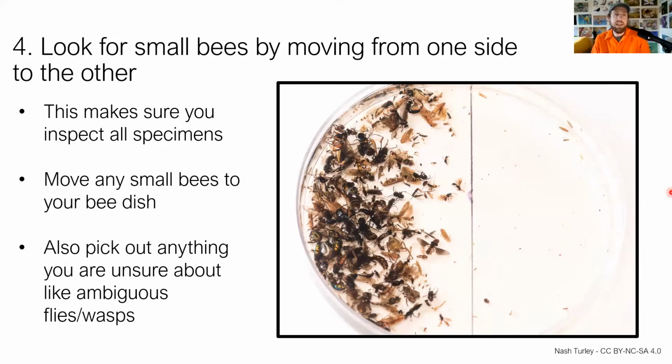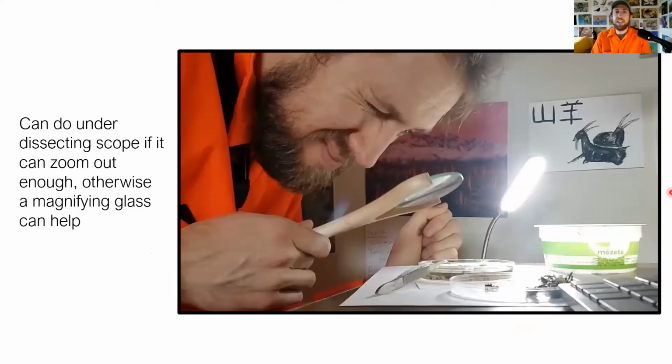So you'll inspect everything. And if you see anything that you're not positive is a bee or a wasp at this stage, just pick it out. Anything that's a bee or an ambiguous wasp goes to your dish. So for that step of moving them and inspecting everything, if you have a dissecting scope where you can zoom out pretty far, you can do that under the scope. The scope I have doesn't zoom out that far, so it's not very helpful for that step. So I just do it by eye. Using a hand lens or a magnifying glass can help with that.